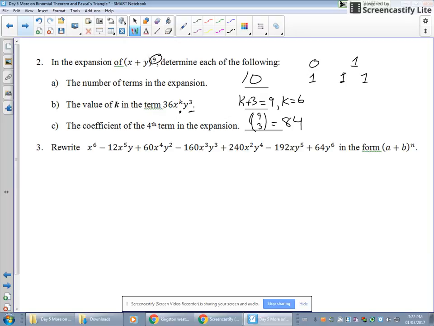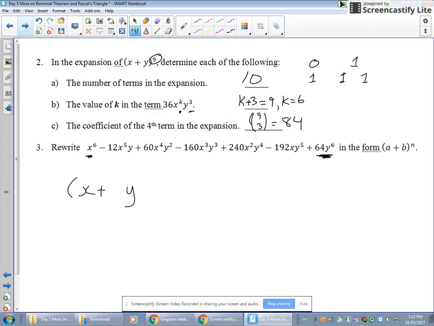And so finally, we're asked to rewrite this in the form a plus b to the n. Well, I can see that my a has got to be an x, and my b has got to be over here with my y. Given that my exponent is 6, what do I know here?